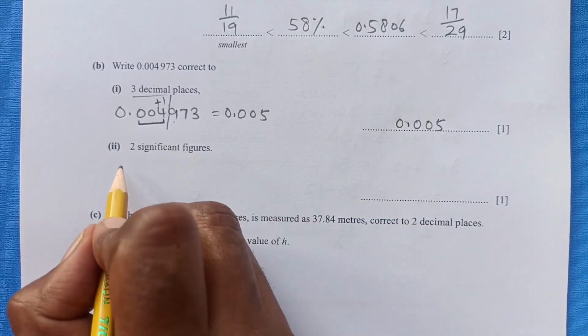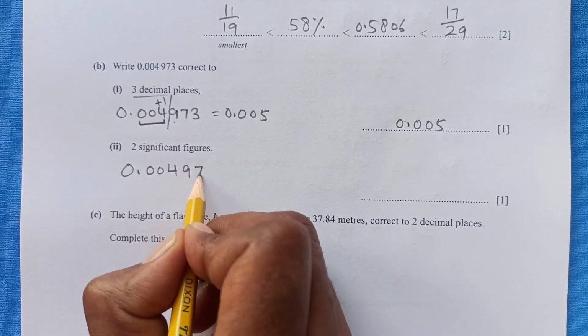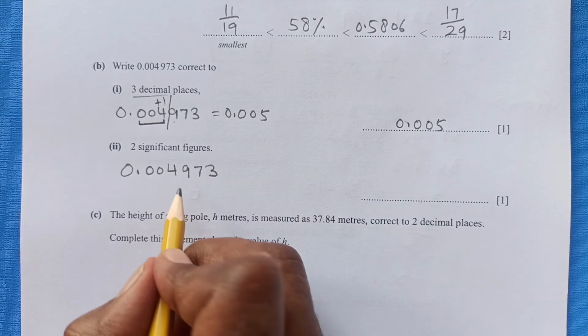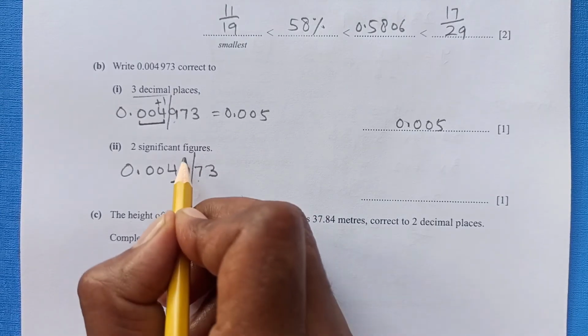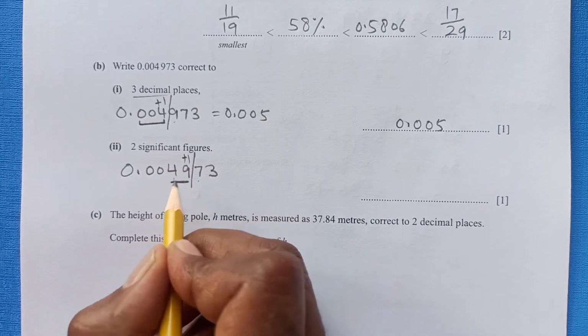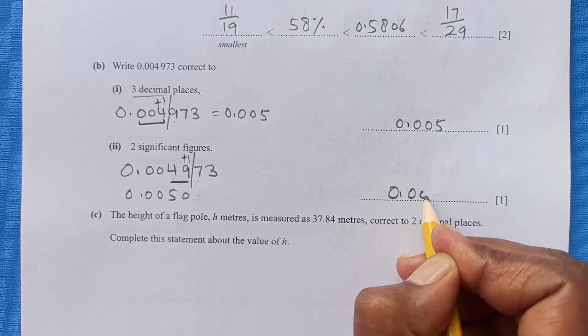Now 2 significant figures, 0.004973. So 2 significant figures are here. So now here this is again more than 5, so we are going to add 1 here. So this 49 will become 50, 0.0050. So this is the answer.